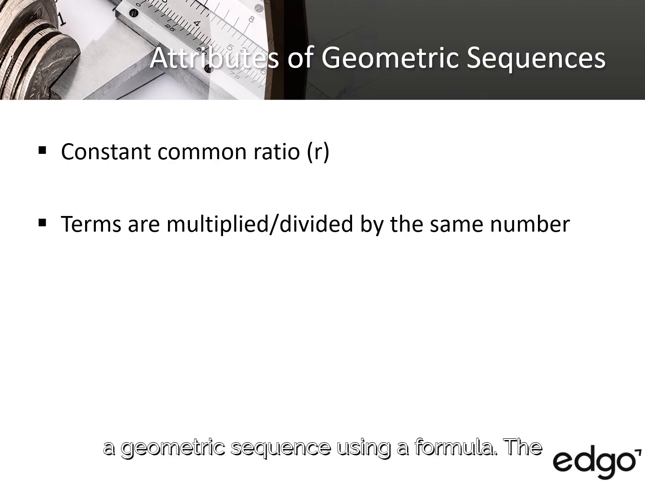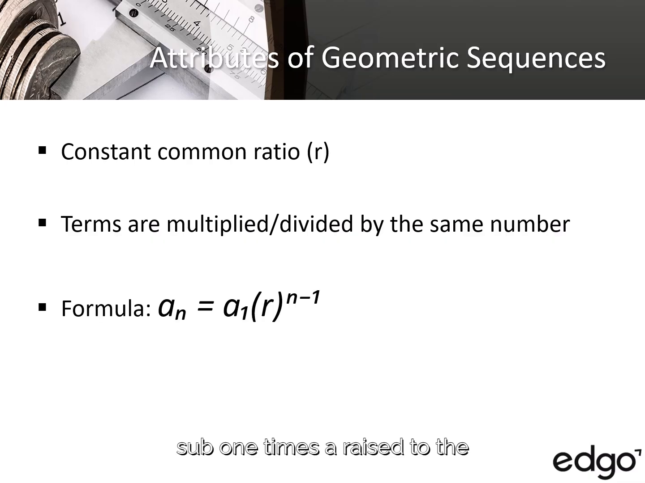We can determine any term of a geometric sequence using a formula. The formula is a sub n equals a sub 1 times r raised to the quantity n minus 1.